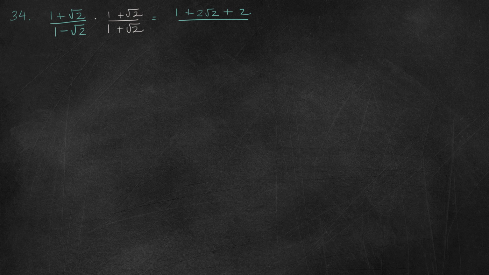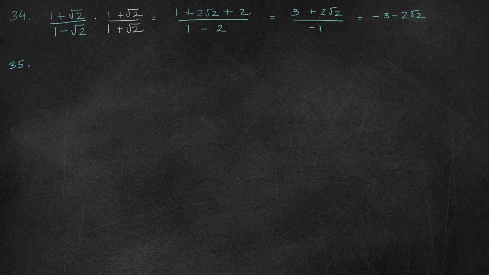In the denominator, we're going to create the difference of squares here. So first times first is 1. The outside and inside products cancel out. And the last times last is going to give us minus 2. So in the numerator, we have 3 plus 2 square root of 2. And in the denominator, we have negative 1. So negative 3 minus 2 times the square root of 2.